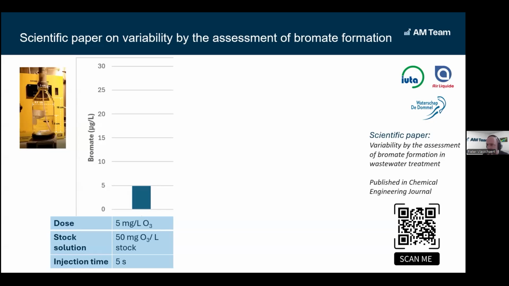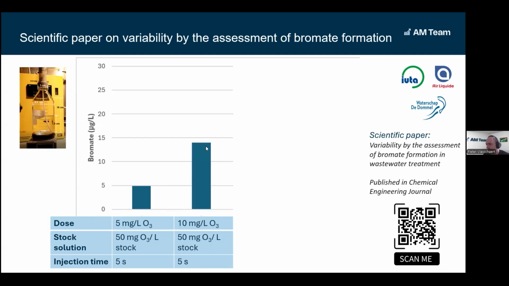What we did there is, the lab collected samples from multiple wastewater treatment plants, and then they added a dose of 5 milligrams ozone per liter with a certain stock solution. So you inject with a stock solution of 50 milligrams ozone per liter, and you inject that over 5 seconds, and you make sure that you have a dose of 5 milligrams per liter. This will give you a certain result in bromate. So that gives you an idea of the bromate formation potential.